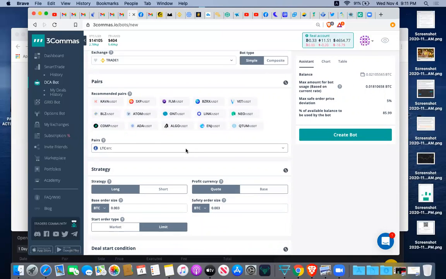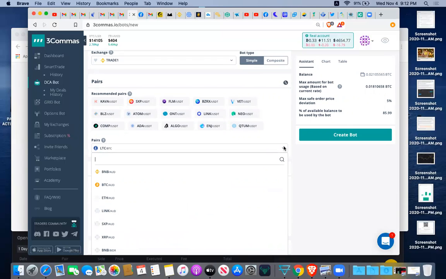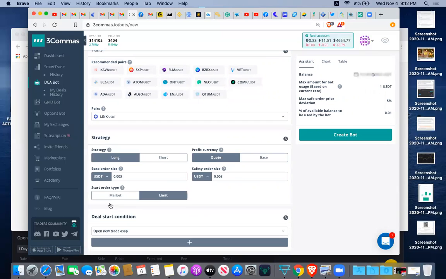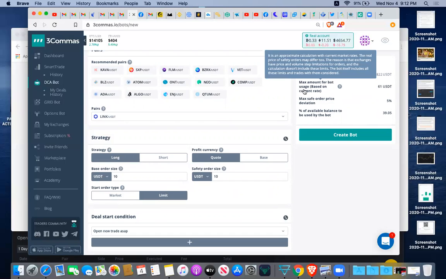So come here. So maybe it's Chainlink. Let's come up. So LINK USDT. So there we go. This is LINK USDT. Okay. Now LINK USDT is what you want to trade. Now you must have USDT because that's the money you will use in buying the Chainlink.